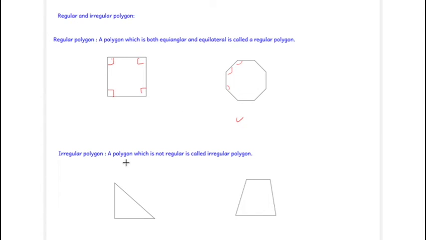Now come to irregular polygon. A polygon which is neither equiangular nor equilateral is called an irregular polygon. Now if you consider this triangle, see, this angle is 90 degrees, and the other two angles are less than 90 degrees, so it will be an irregular polygon, and all the sides are also not equal, so it is an irregular polygon. Similarly, in this quadrilateral, all the angles are not equal, and all the sides are also not equal, so this is an irregular polygon.